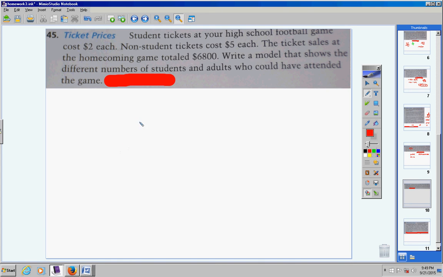Okay, no problem. So we have student tickets. We're going to multiply that by $2 each. Plus, I'm going to use the letter N for non-student tickets. Non-student tickets get multiplied by 5. So every student ticket gets multiplied by 2. Every non-student ticket gets multiplied by 5. Add those two together, and it's going to equal $6,800.